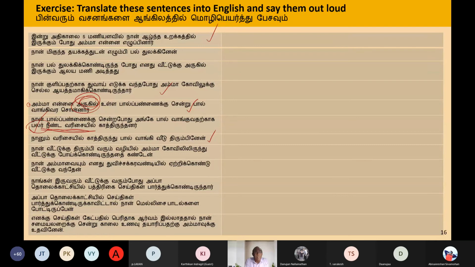So it's right? You can say I joined the queue and bought the milk and went home. That's fine. I joined the queue and bought the milk and went home. Now, what's the question, Danujan? Sir, shall we put return? No, oh, you mean and return home? Is that what you want to say? Yes, sir.